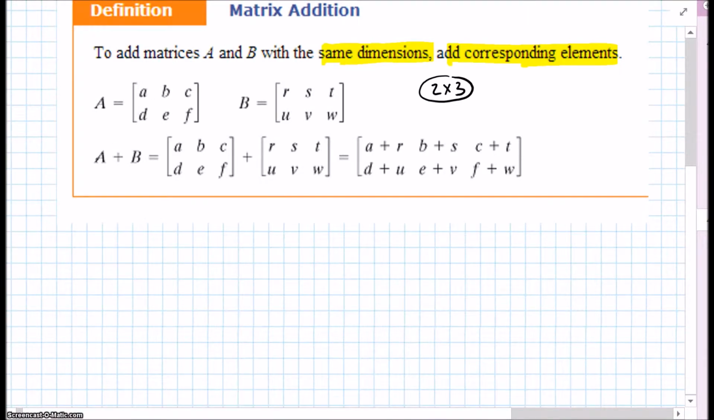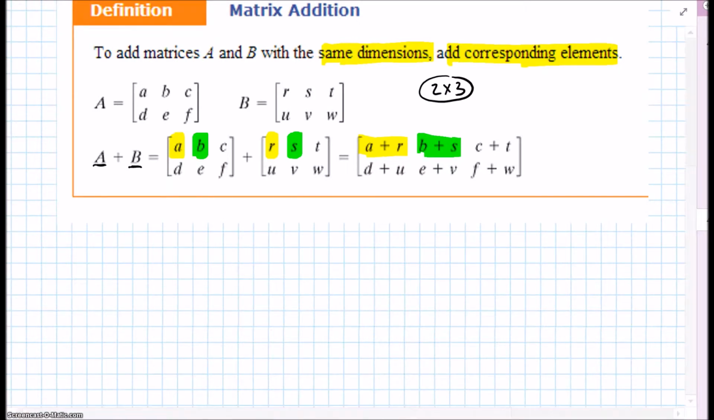To add matrix A and B, you would add, let's use our highlighter, element A and element R to get A plus R, in the same corresponding spot. It'd still be the 1, 1 spot. You'd add element B to element S, and it would just be B plus S, and so forth. C plus T, and it's the same corresponding spot.